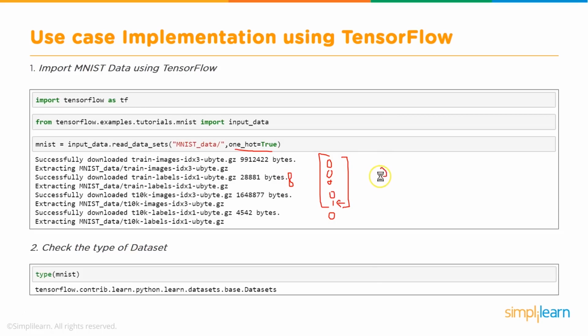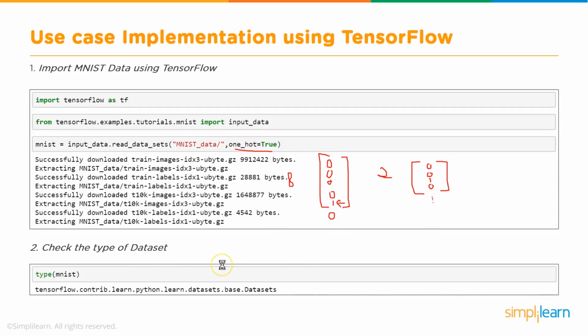Similarly, if you have a 2 here, let's say, then the labeled information will look somewhat like this. So you have your labels: the 0th position is 0, the first position is also 0, the second position is 1 because this indicates number 2, and then the third is 0 and so on. So that is the significance of one hot true.